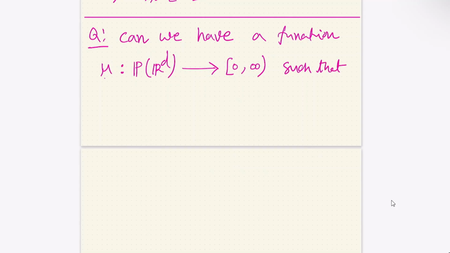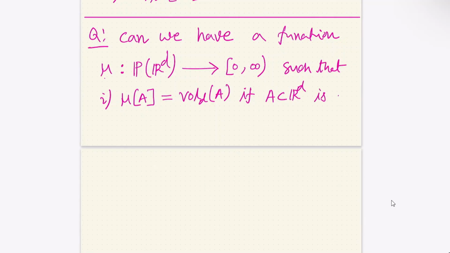What are my criteria? The first point is mu of the set A must be equal to the volume of the D box of A, if A, a subset of RD, is a D box. If it is a D box, then mu of A must be the volume of the D box.